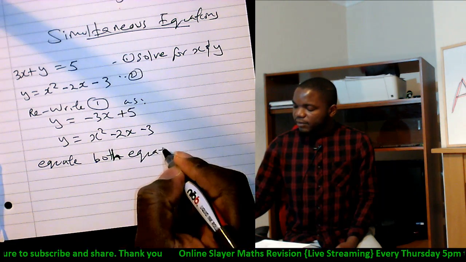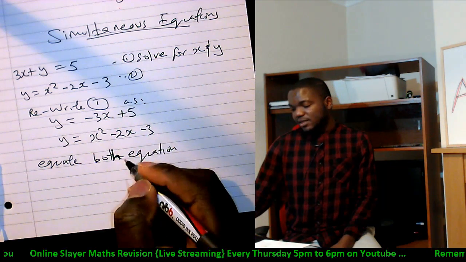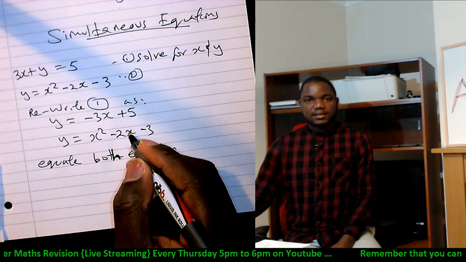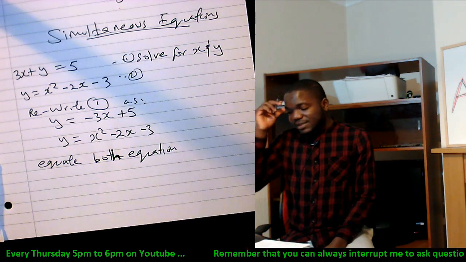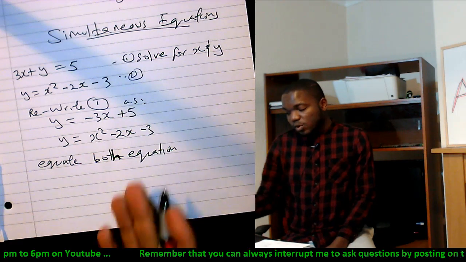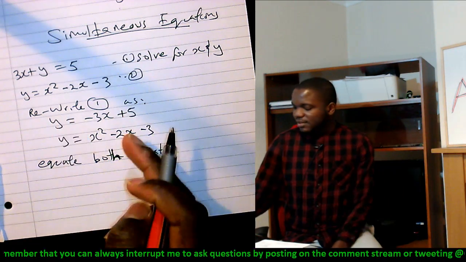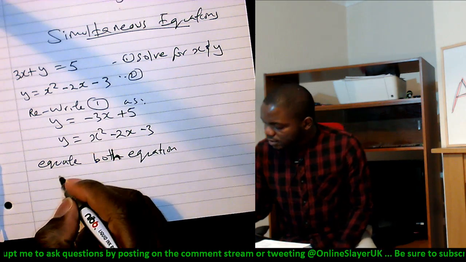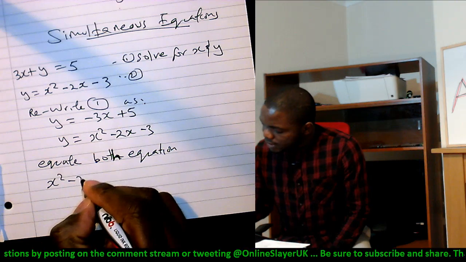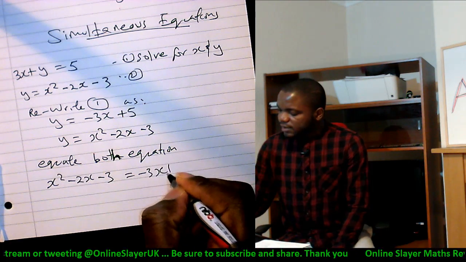I mean, if the y in the first one must be the same as the y in the second one, then it's as good as saying the two are the same, the two functions, the two equations. And also take note that it's the same thing as telling you to subtract equation 1 from equation 2. Y minus y, 0. This minus that. So, therefore, x squared minus 2x minus 3 equals minus 3x plus 5.